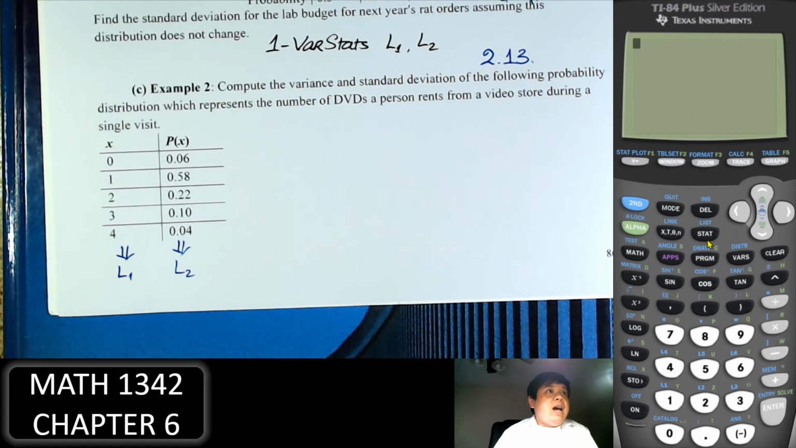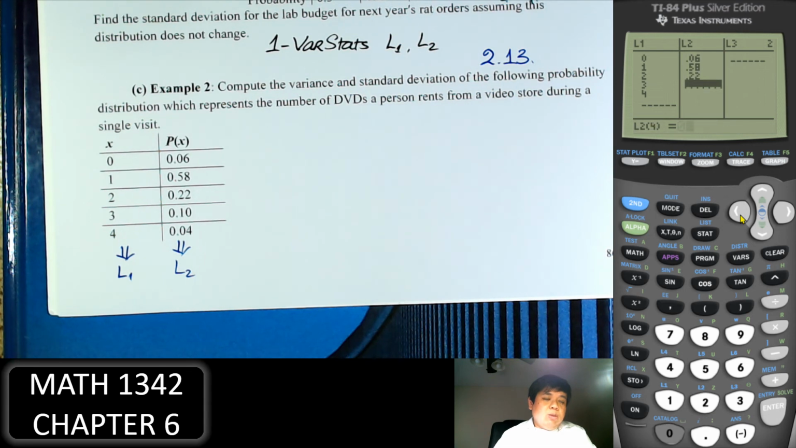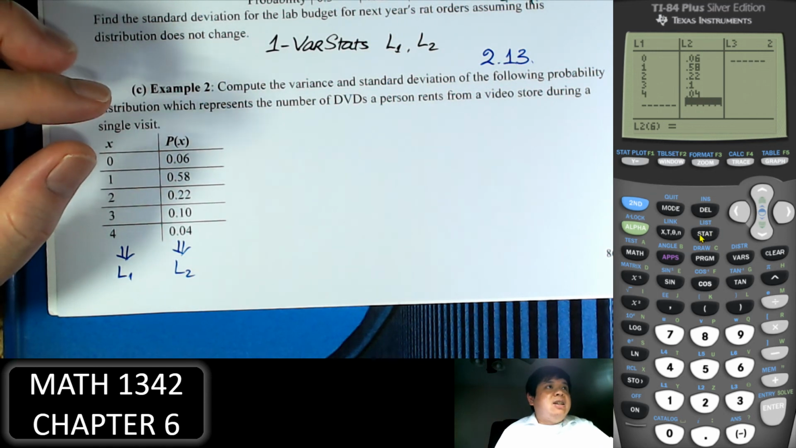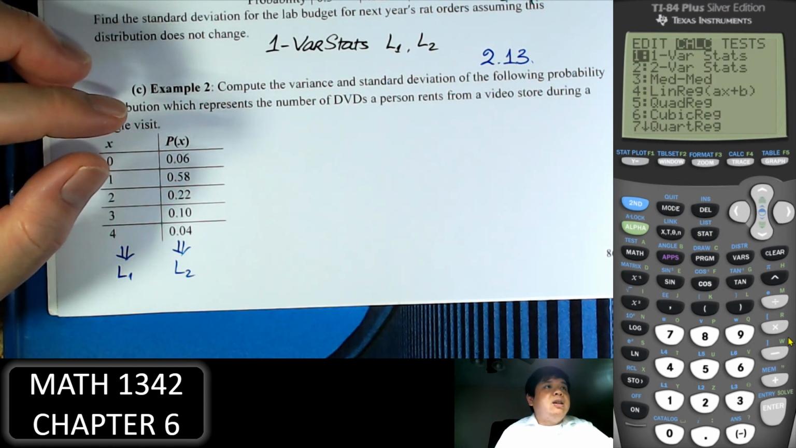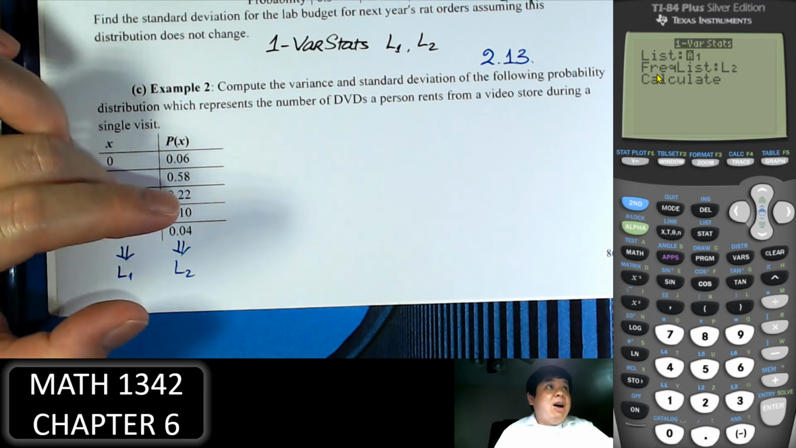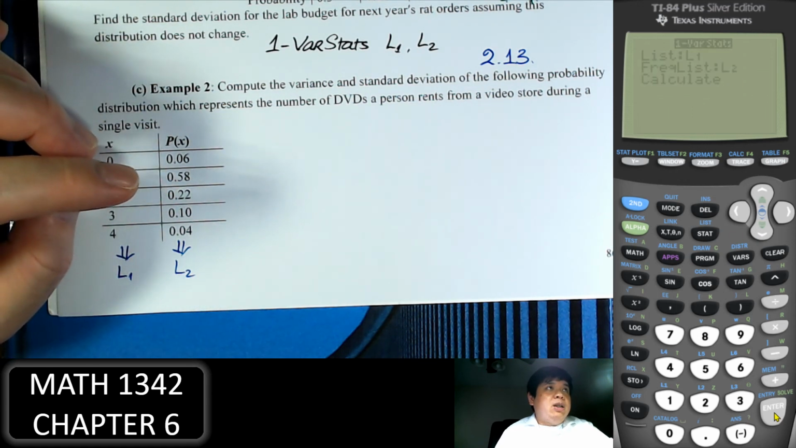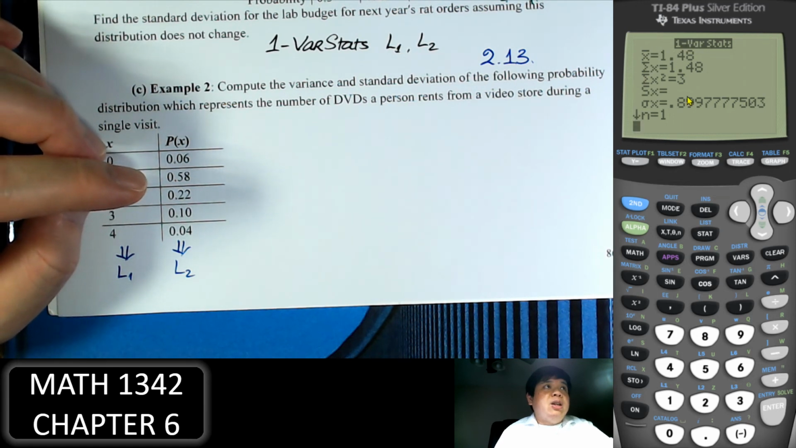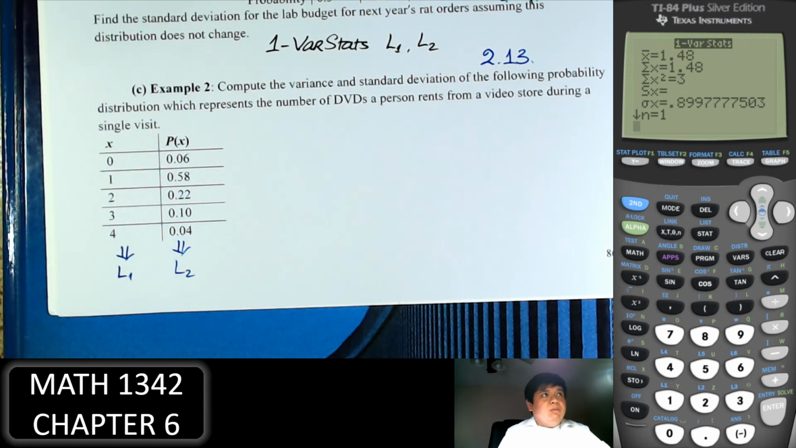Right. Stat, edit, go to list 1, clear, list 2, clear. Right, the values 0, 1, 2, 3, 4. List 2: 0.06, 0.58, 0.22, 0.1, 0.04. Right, and stat, one variable statistics. List 1 is the values, list 2 the probability, and then calculate. The mean is the expected value, and the standard deviation is 0.899.